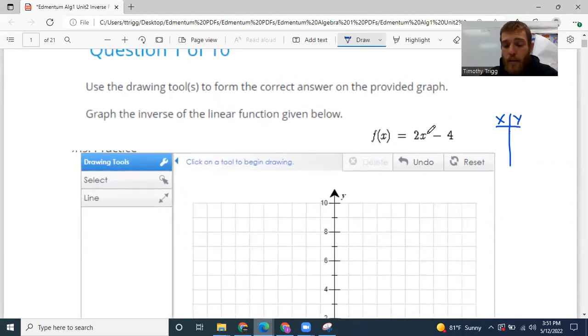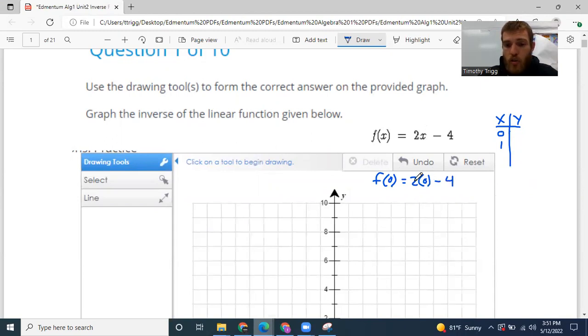So for this graph, I'm going to choose 0 for x. And then I'm going to choose 1. You could choose any points you like, but I'm just going to choose these small points. And again, if it ends up being off the chart, then I'll pick different points. Okay, so how do I find the corresponding y coordinates? Well, I'm going to replace x with 0 to figure out my y. So in other words, I'm going to find f of 0 for this input of 0.